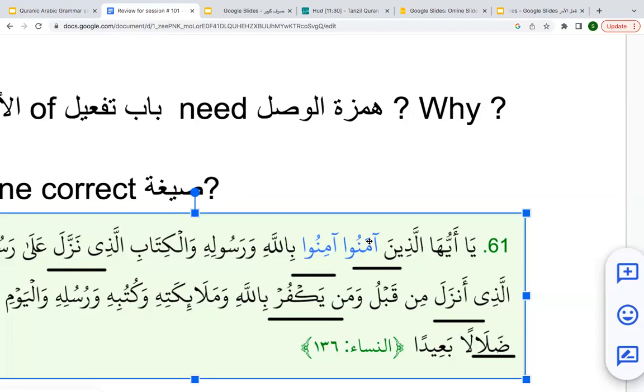Where do you get your failul amr from? When you try to make failul amr, you use fail mudari. In which person? First person, second person, or third person? Second person, right? So it was basically tu'minu or tu'minuna, right? So what is the first step? Tu'minuna, if I have to make my failul amr from there.